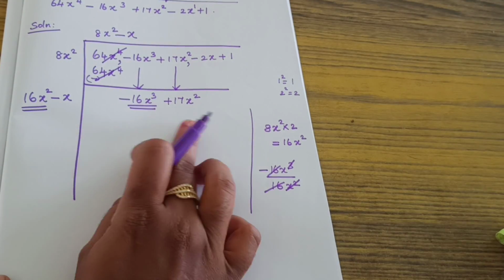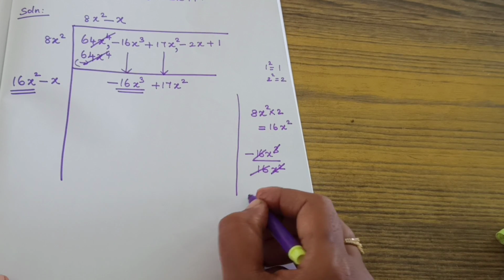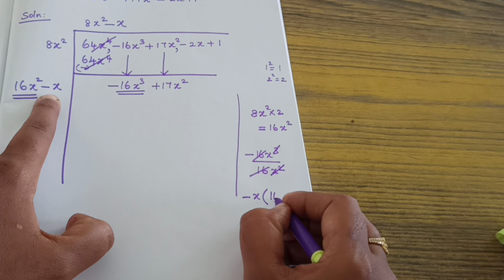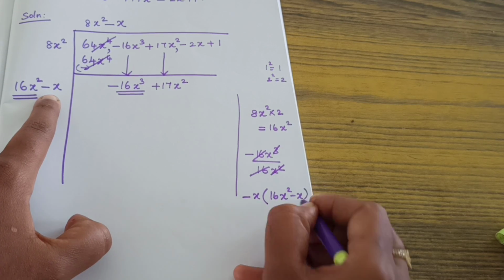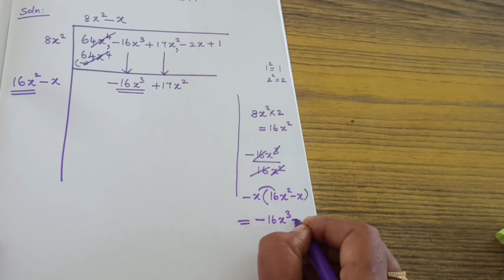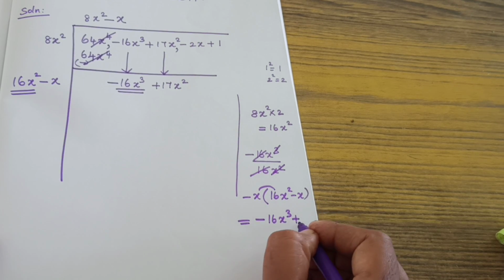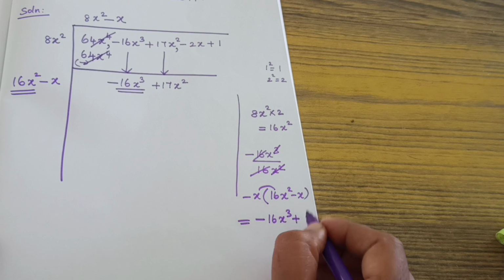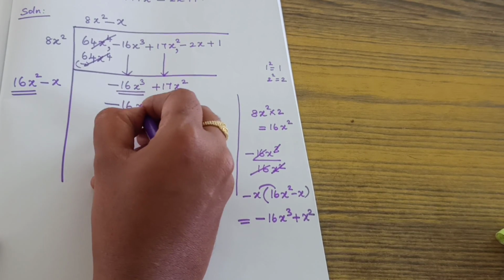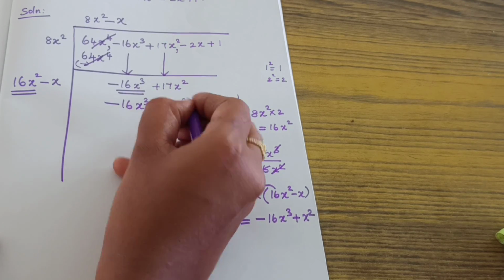Now, we need to multiply. This term we are going to write. So, minus, this answer minus x into this full term. 16x square minus x. Bracket multiplication. So, minus 16x cube plus, how did this plus come? Minus into minus plus, x into x, x square. Just copy it here. Minus 16x cube plus x square.